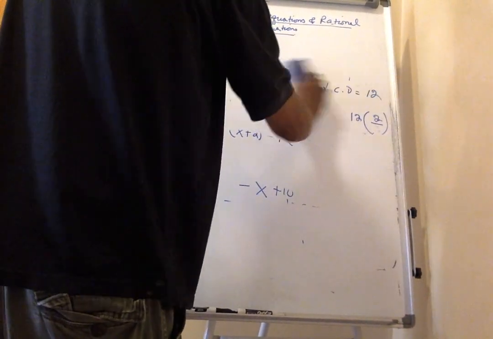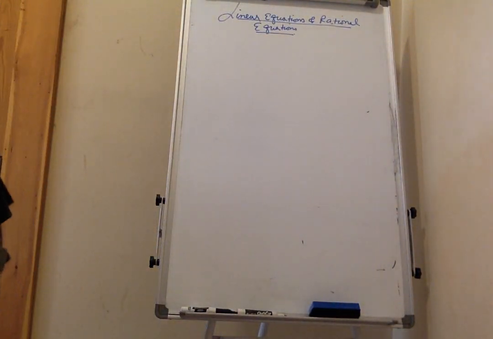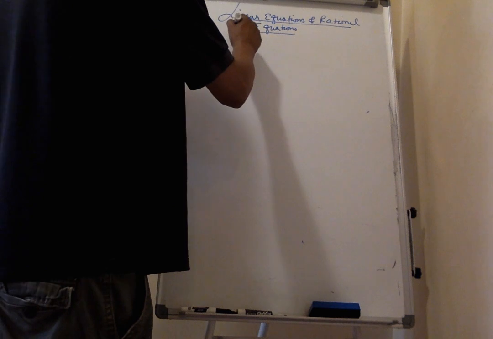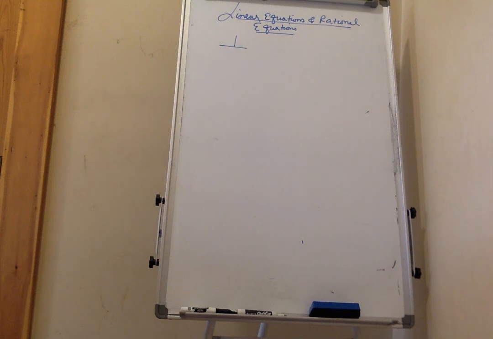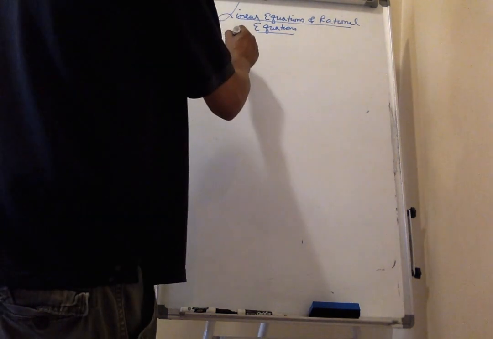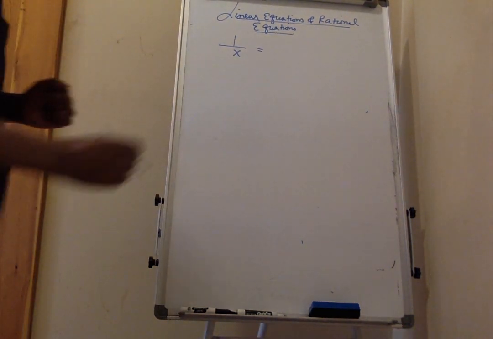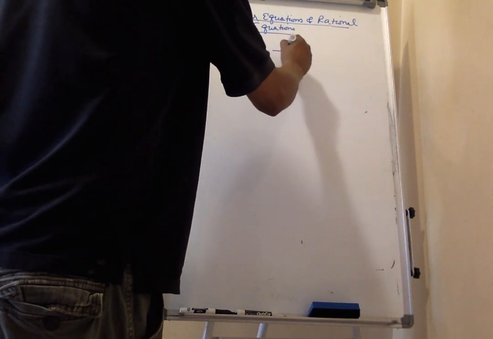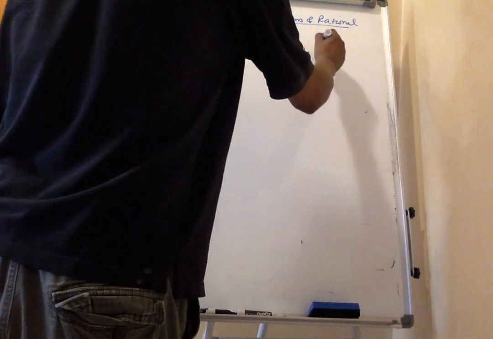Okay. Probably let me add one more example of this. Then we have, mind you, the first one that we did, the denominator is just a constant number. But now we're going to change this: 1 over x is equal to 1 over 5 plus 3 over 2x.